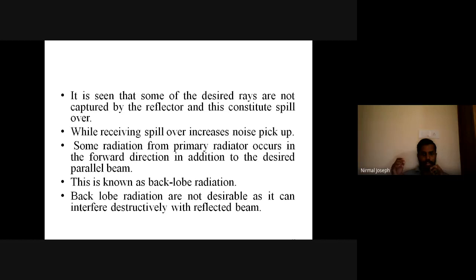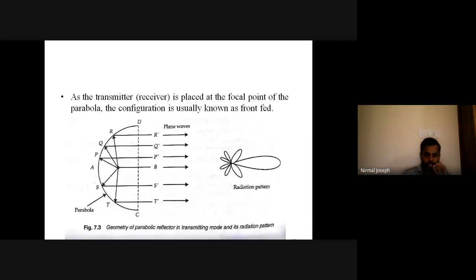Some radiation from the primary radiator occurs in the backward direction in addition to the desired parallel beam. This is known as back lobe radiation. I will tell you what back lobe radiation is. See here, I am placing my primary antenna or point source or primary radiator at the focal point. It is radiating towards the parabola, and it can even radiate in the backward direction also. You can see B. This B is the radiation directly from the point source. Likewise, it can radiate in all directions, backward also.